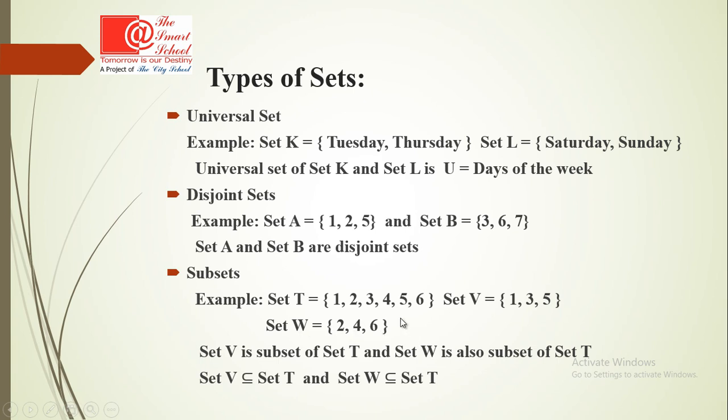If you note that all these elements are elements of set T, and all these elements are also elements of set T, it means set V and set W are subsets of set T, and you can say that set T is a superset of these sets. Okay, now set V is a subset of set T and set W is also a subset of set T, and we will write it using symbols as set V, this is the symbol of subset, of set T, and set W is a subset of set T.